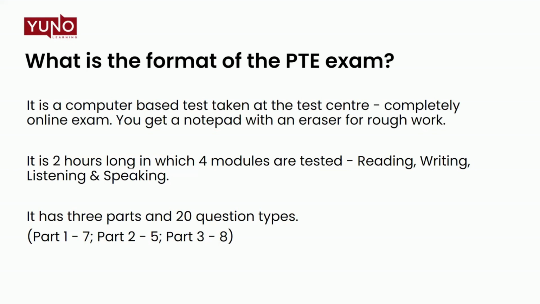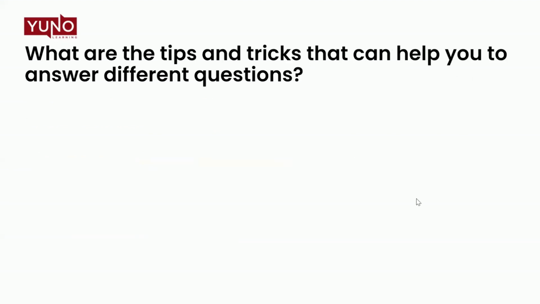The 4 modules are tested in 3 parts. 2 of the modules are tested together, that's writing and speaking. There are 20 question types in all. In part 1, you get 7 types of questions. In part 2, you get 5 types. In part 3, you get 8 types. So what are the tips and tricks that can help you to answer these different types of questions better?